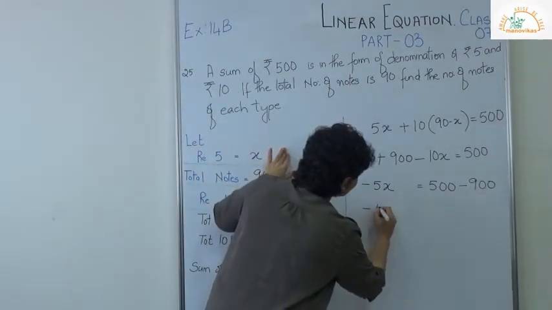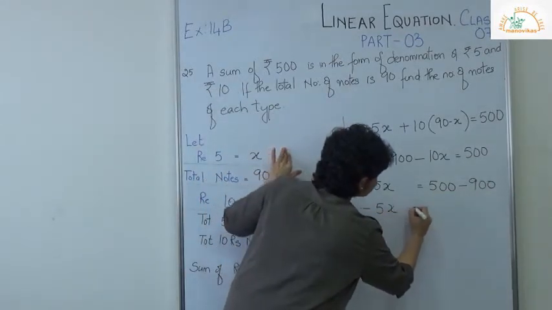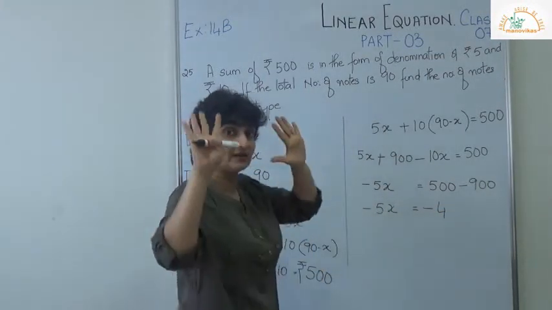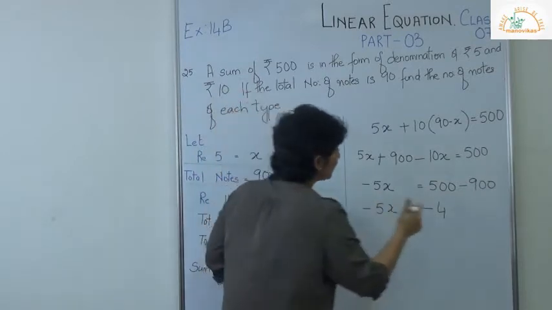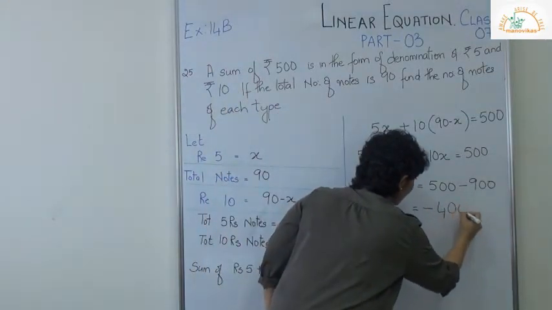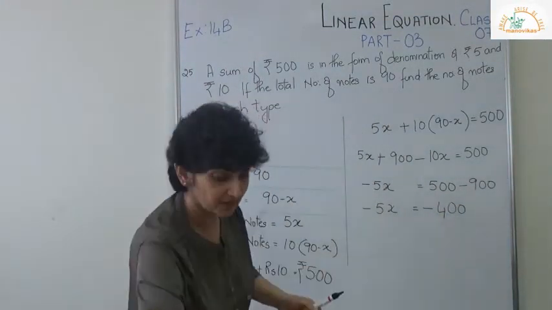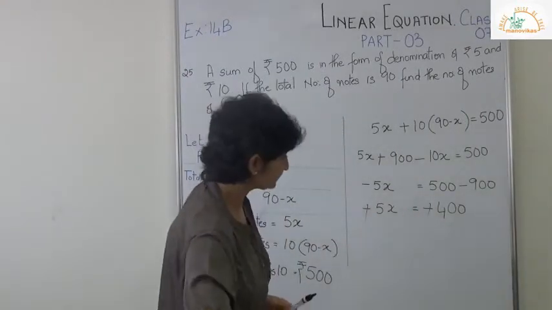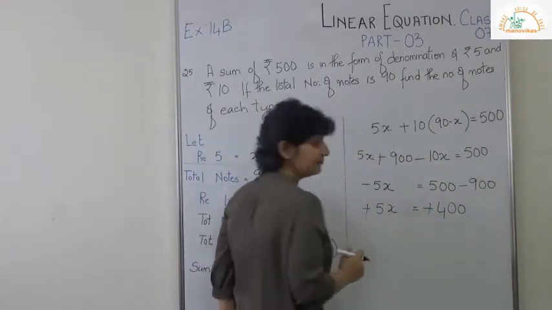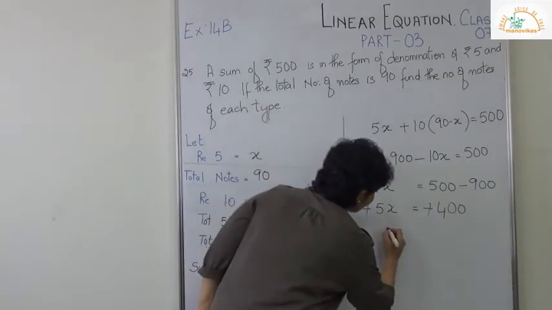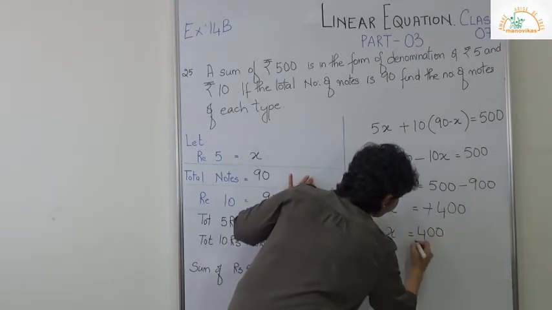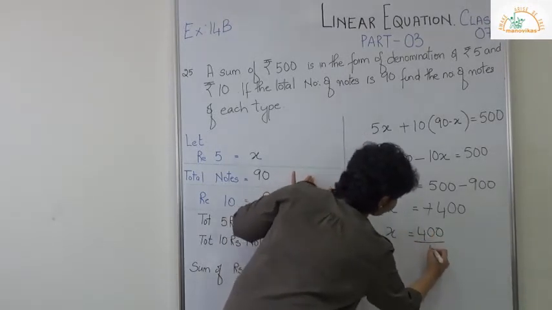So, minus 5x is equal to minus 900 minus 500, children. 9 minus 5 gives me 4, so this would be 400. Please remember, the minus and minus get cancelled. Right? Minus and minus will give me plus. So, x is equal to 400 upon 5.